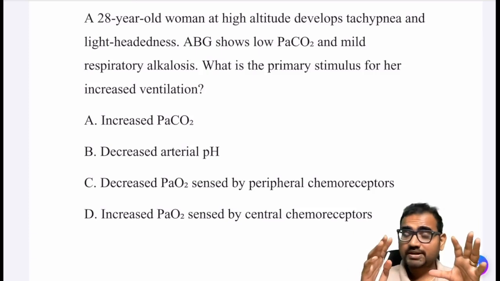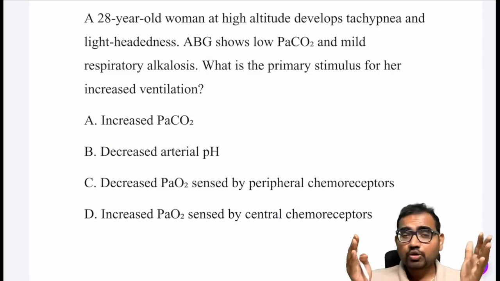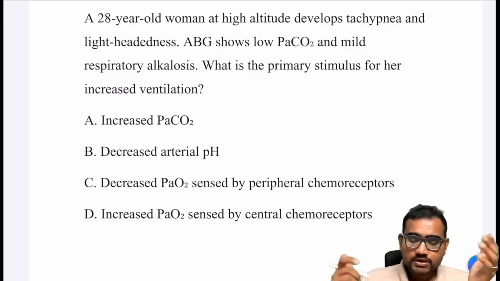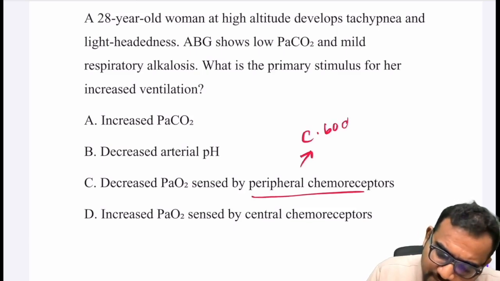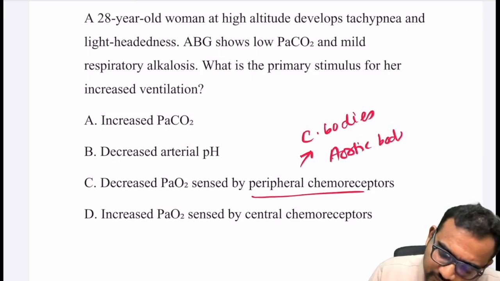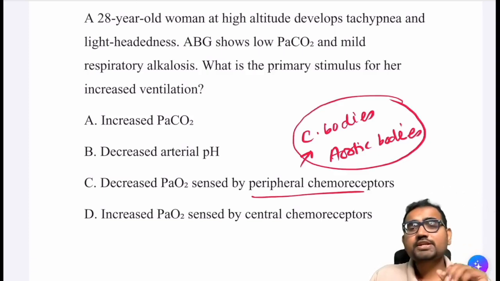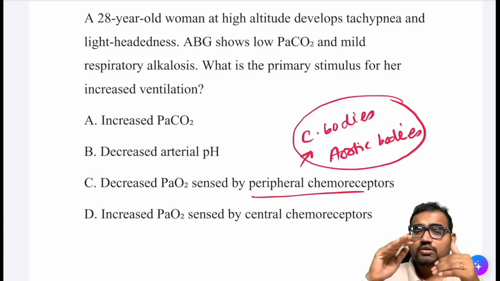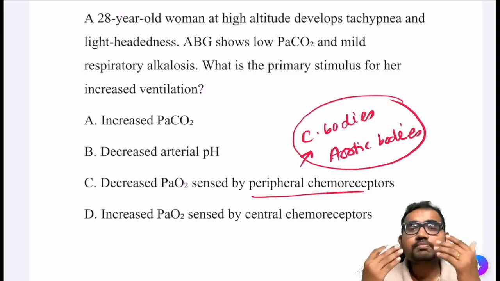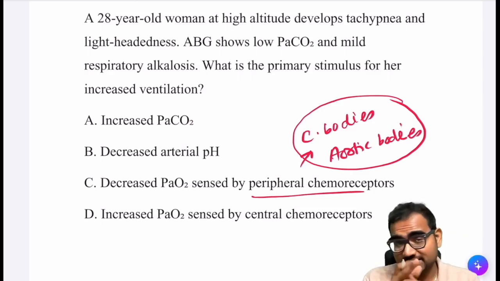Peripheral chemoreceptors are the ones that respond to decreased oxygen. They are the carotid bodies and aortic bodies. So peripheral chemoreceptors are nothing but carotid bodies and aortic bodies. They respond to decreased oxygen in the blood and send a signal, so the body will breathe rapidly. So tachypnea takes place in this situation.